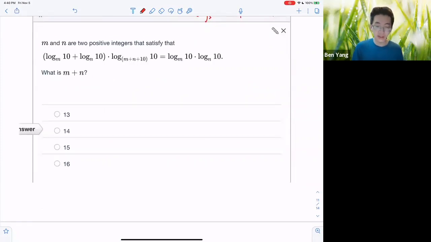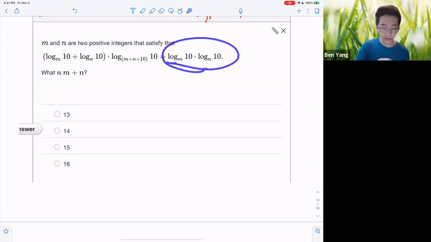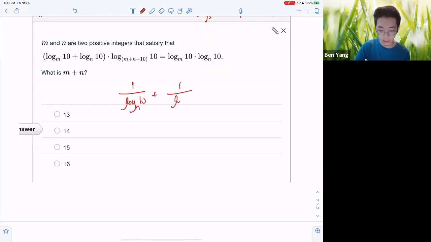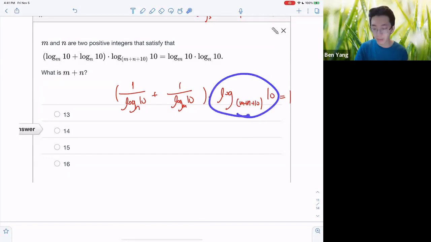M and n are two positive integers that satisfy the following equation. What is m plus n? Okay, let's see. I guess here we can divide both sides by this term because I see similar expressions. So if we divide everything by the right-hand side of the equation, we have 1 over log n of 10 plus 1 over log m of 10, times log m plus n plus 10 of 10. Cool. So now we can divide both sides by this number.